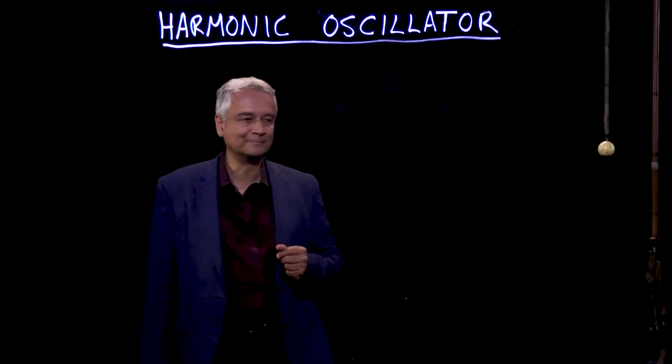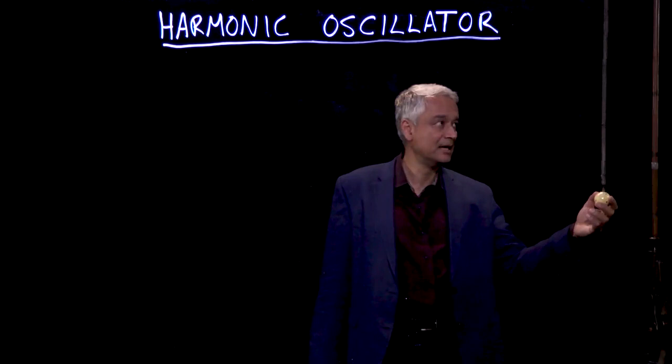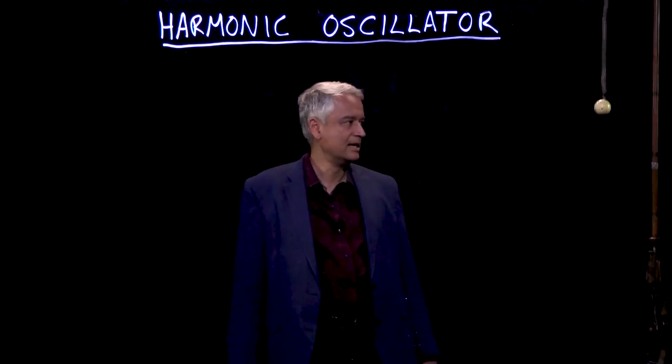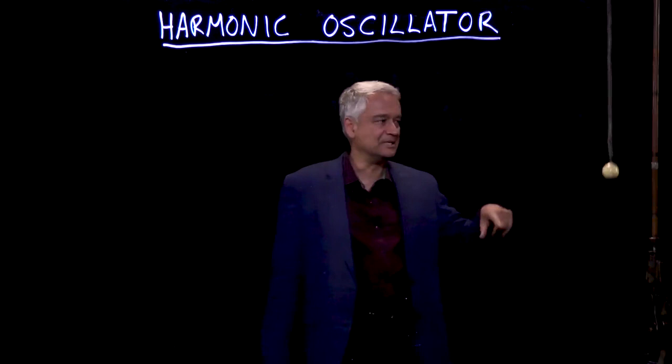So what is a harmonic oscillator? Well, here's one. It's a mass on a spring. Here it is at its equilibrium position. If I displace it from equilibrium and let go, it oscillates. This is a harmonic oscillator. This is what we want to review the analysis of in this video. So there it is going up and down, up and down, up and down. The mass is on the spring.